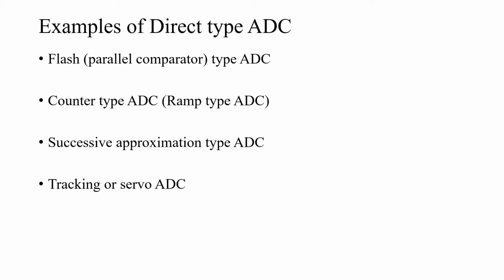Examples of direct type ADC are flash type ADC or parallel comparator type ADC, counter type ADC or ramp type ADC, successive approximation type ADC, tracking or servo ADC. Here I will cover what is in the syllabus: flash or parallel comparator type ADC, counter type ADC, and successive approximation type ADC.